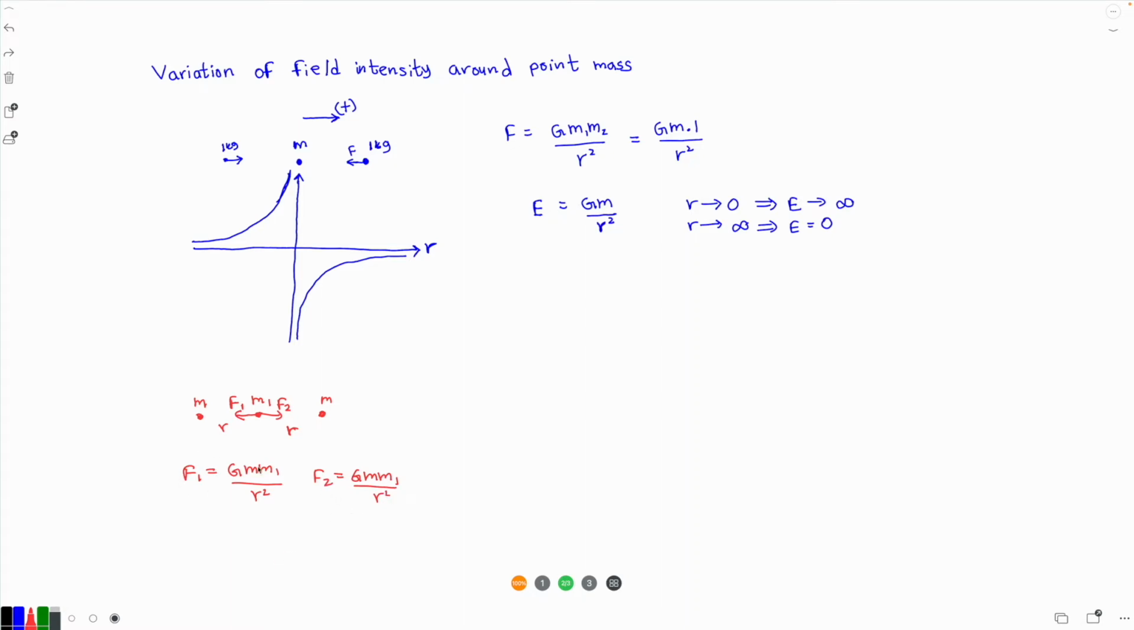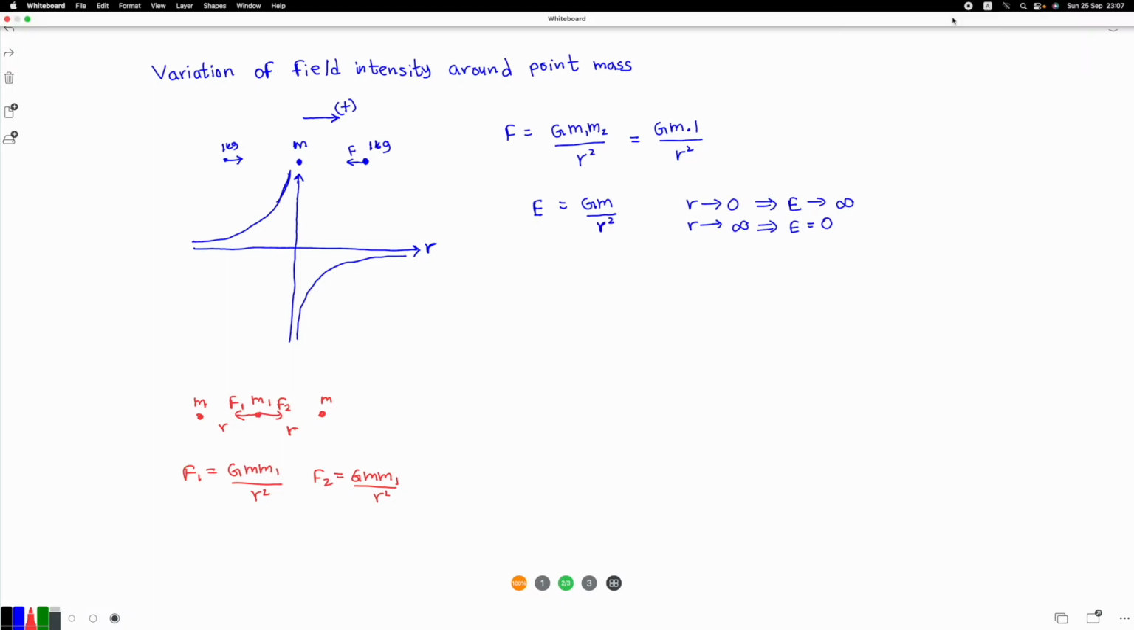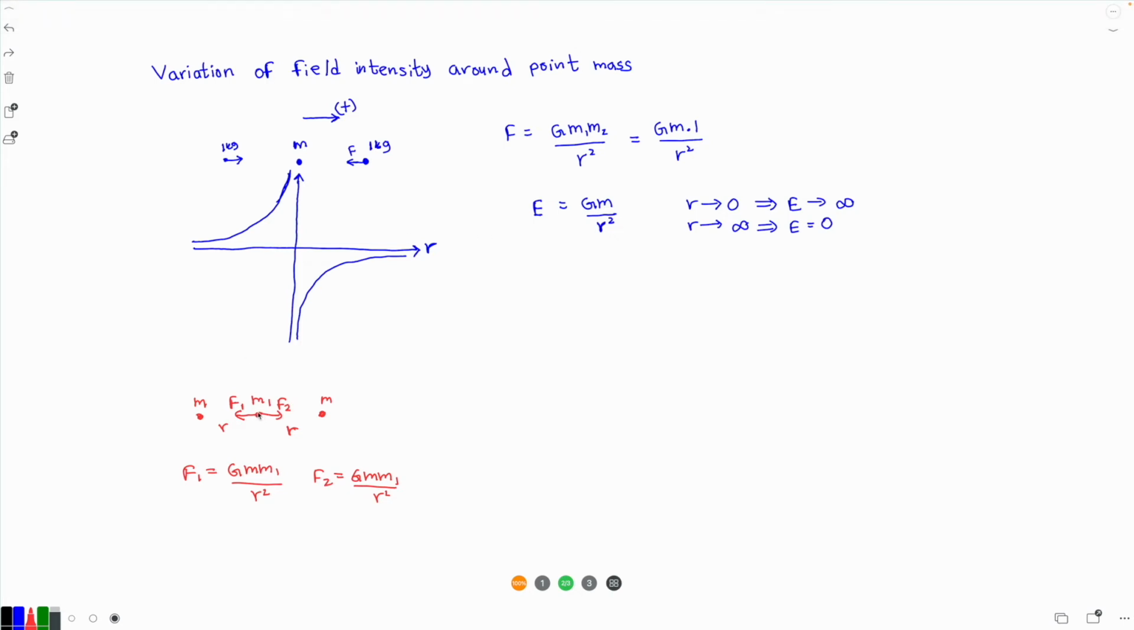As you can see, F1 equals F2. So if two forces are acting on the same mass with the same magnitude but in opposite directions, as you know about equilibrium, there is no force acting on this mass m1, because F1 and F2 cancel out. So no force is acting on the m1 mass. So I can say this point is a neutral point.